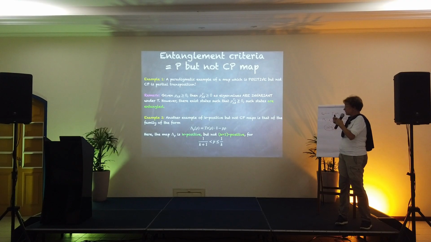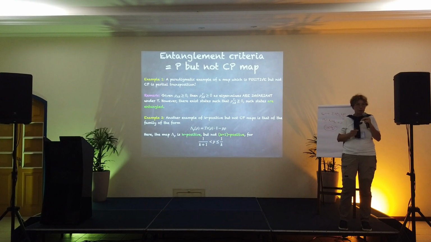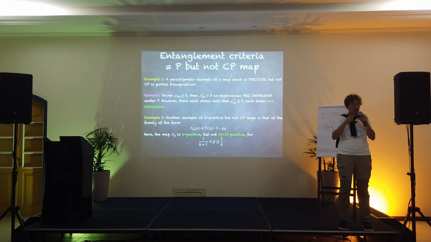This is the paradigmatic example of a map which is positive, but not completely positive. Because transposition is a positive map. At the mathematical level, it's very easy. If I have a matrix and I transpose rows by columns, the eigenvalues are invariant, they're the same. So if the eigenvalues were positive, they remain positive. So this is a map which is positive. But if I do, in a composite system, nothing on Alice and transpose on Bob, this doesn't have to be a completely positive map.